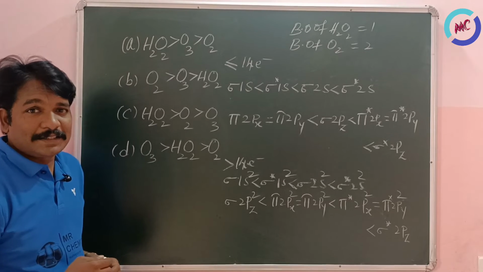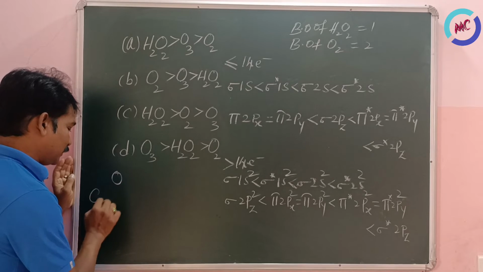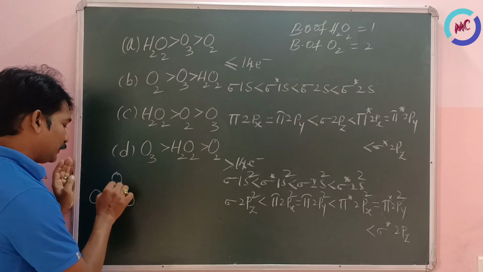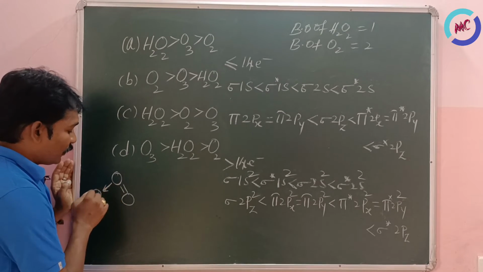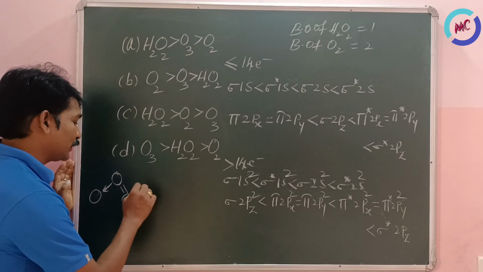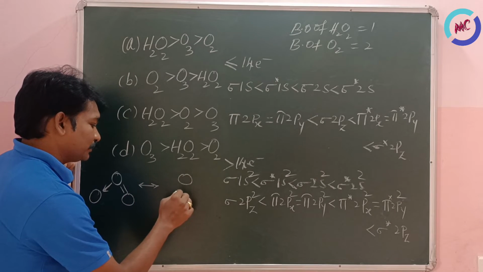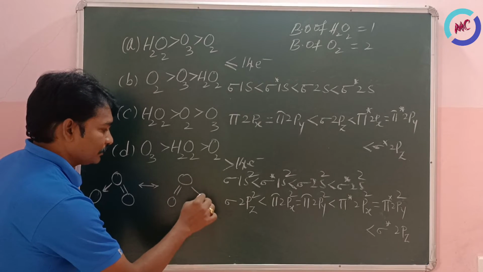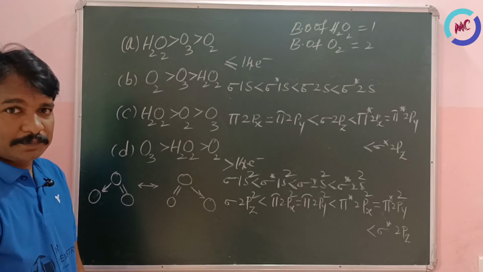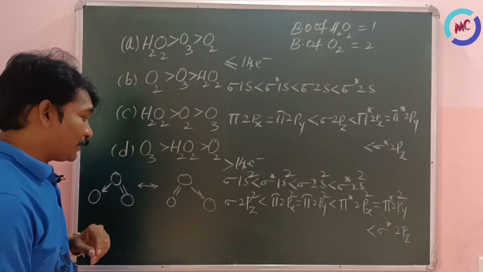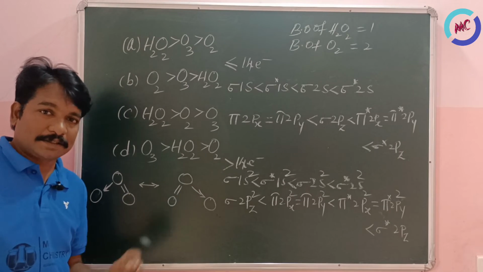In case of ozone, it is an interesting one. See here, ozone has 3 oxygen atoms. See here, it has a double bond with one oxygen and a single bond with another oxygen. Here it has one coordinate covalent bond. And see here, it has a resonating structure. Now see here, a total of 2 resonating structures are there. In case of the ozone molecule, we have to find out the bond order by considering the resonating structures.